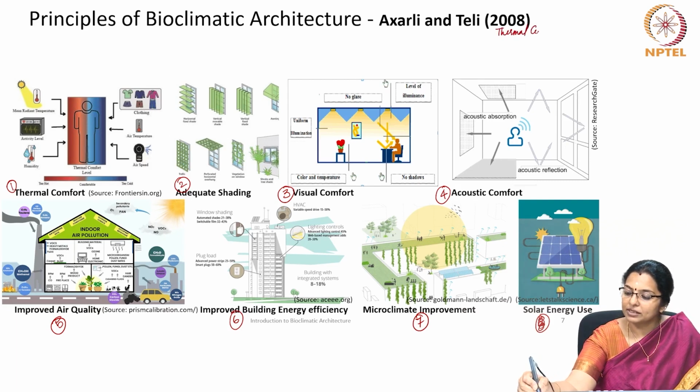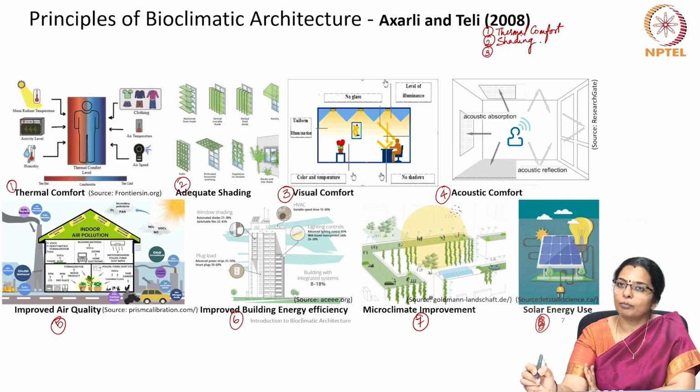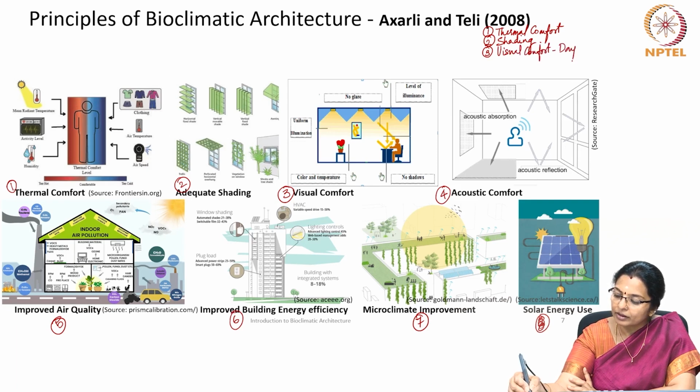The 8 principles of bioclimatic architecture, they are thermal comfort, adequate shading of fenestration. It means allowing adequate or appropriate amount of sunlight inside the building. Visual comfort, improving the daylighting so that the harsh glare is cut and good diffused lighting levels are brought inside with adequate levels of illuminance.